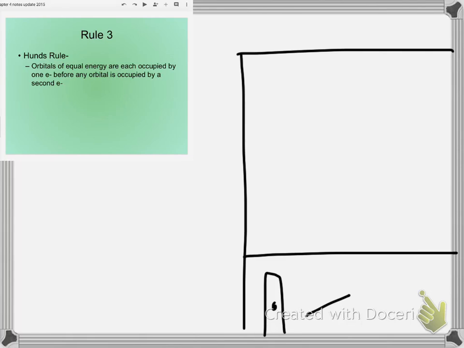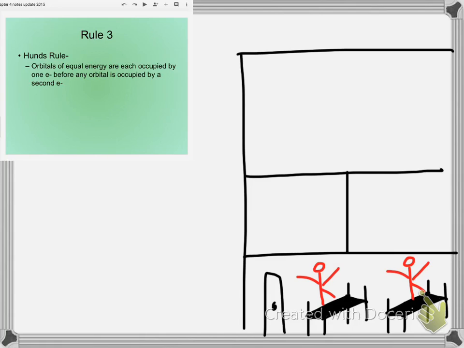So on the first floor, there's a terrible little dorm bed. If you get to the first floor, and there are people there, you're going to keep moving. You'll climb the stairs, you'll go to the second floor, you'll go to a higher energy level.